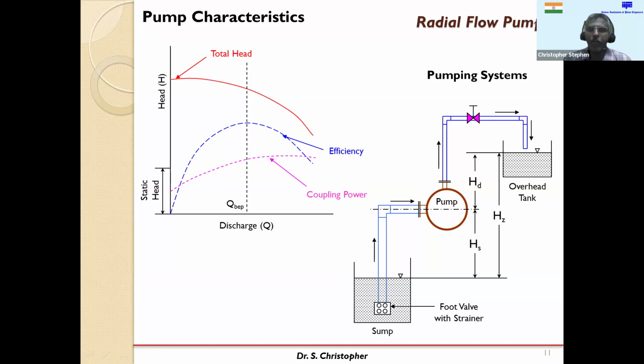Now if you want to find out the operating condition, what do we need to know? Again, I need an answer from the audience. This is the characteristics of any pump, it may be radial, axial, or mixed. Whatever I have drawn is related to a radial flow pump. If I want to find out the operating point where the pump is operating, how can we tell? I need a response from the participants. You can text a message in the chat.